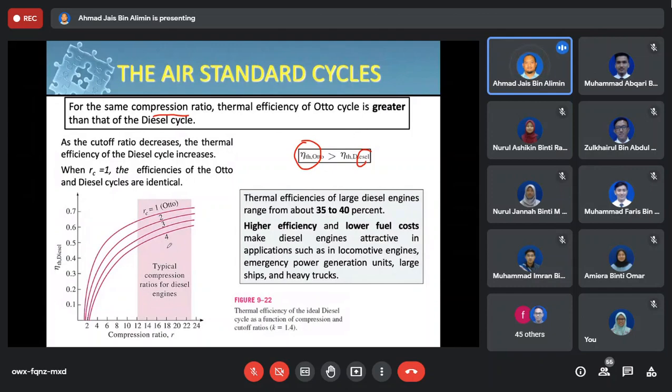So you can also refer to this comparison where you have the compression ratio on the x-axis, and here is the compression ratio for the Otto cycle and the thermal efficiency. So you can see here as the cut-off ratio decreases, the thermal efficiency of the diesel cycle increases. Okay. Sorry, for a cut-off ratio equal to 1, the efficiency of the Otto and diesel cycles are identical. All right.